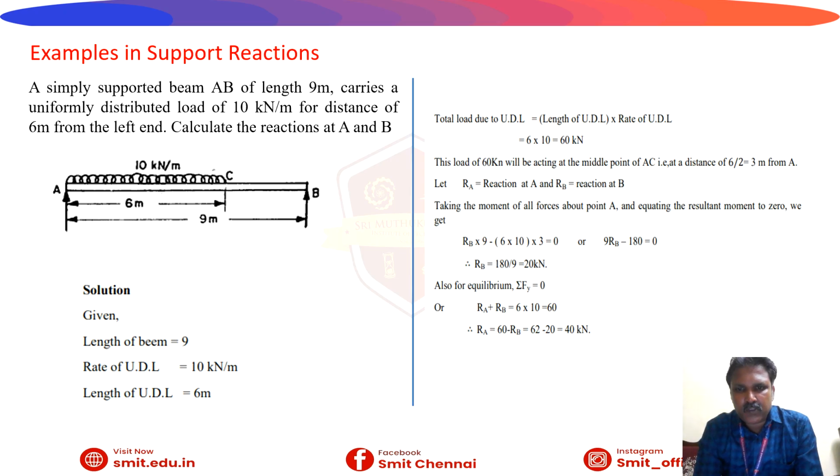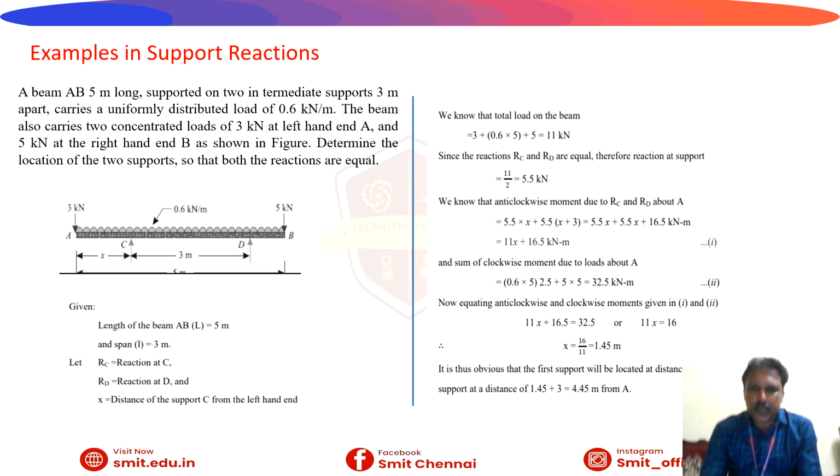Also for equilibrium, sigma Fy equal to 0. Finally, RA plus RB equal to 6 into 10, that is 60. Then RA equal to 60 minus RB, 60 minus 20, 40 kilonewton you will get.